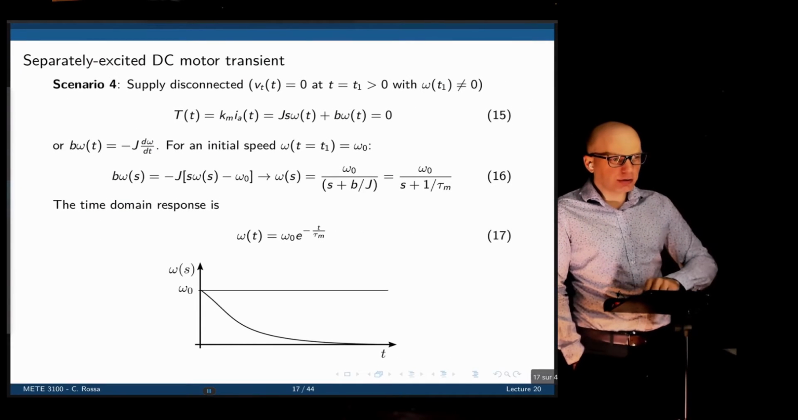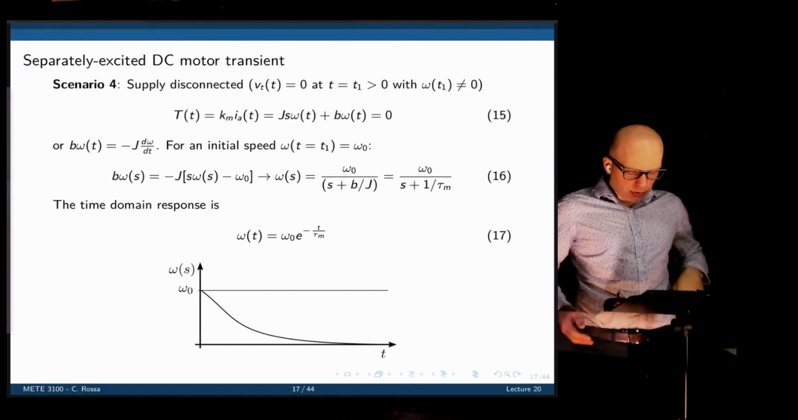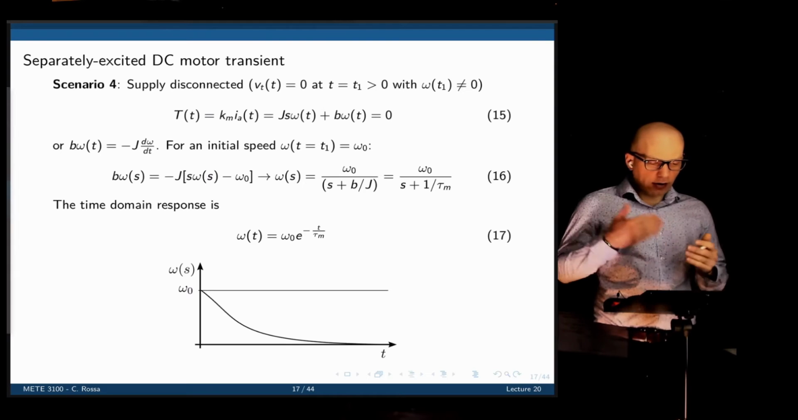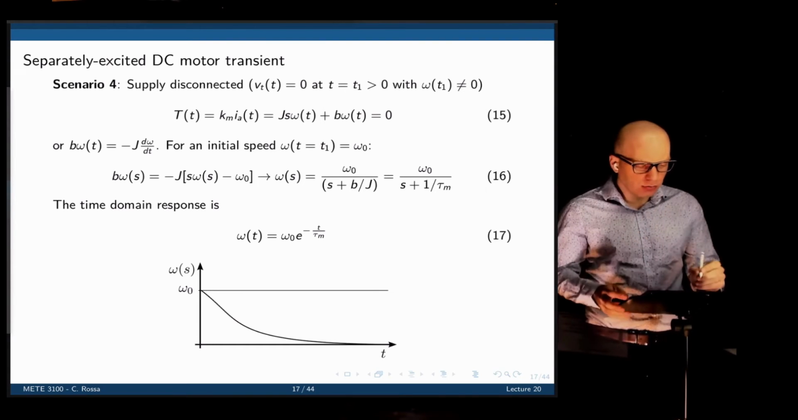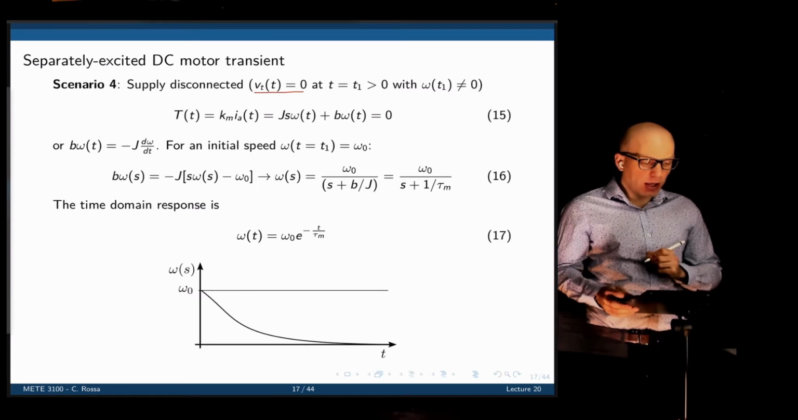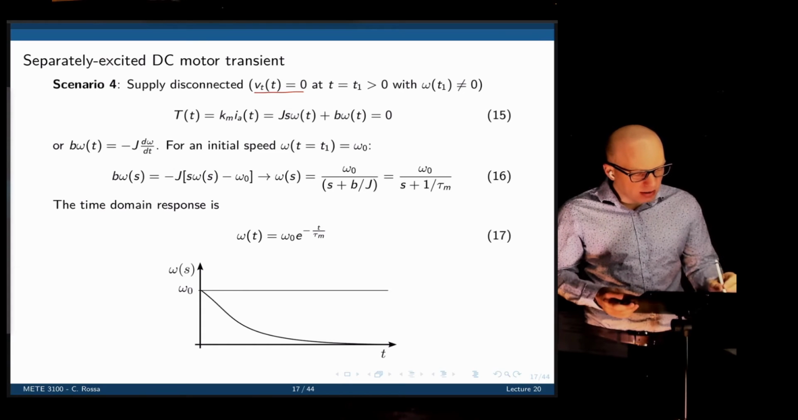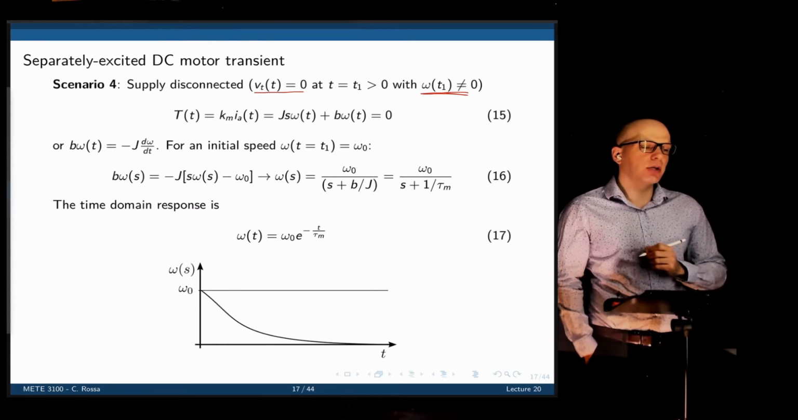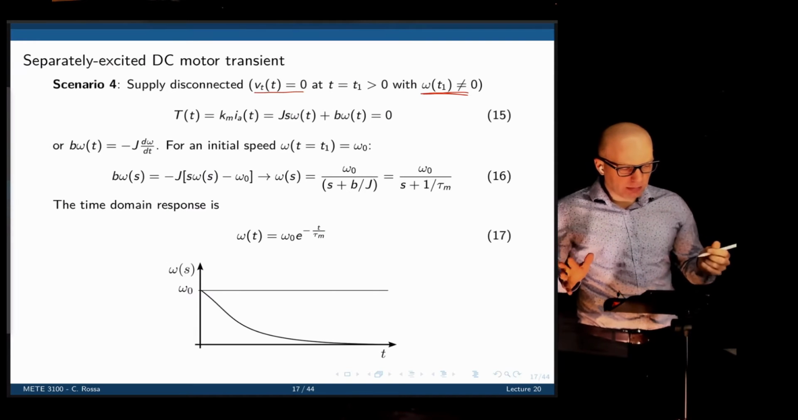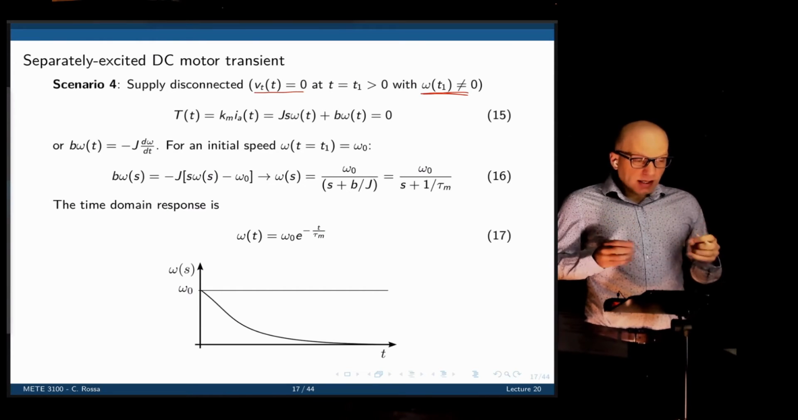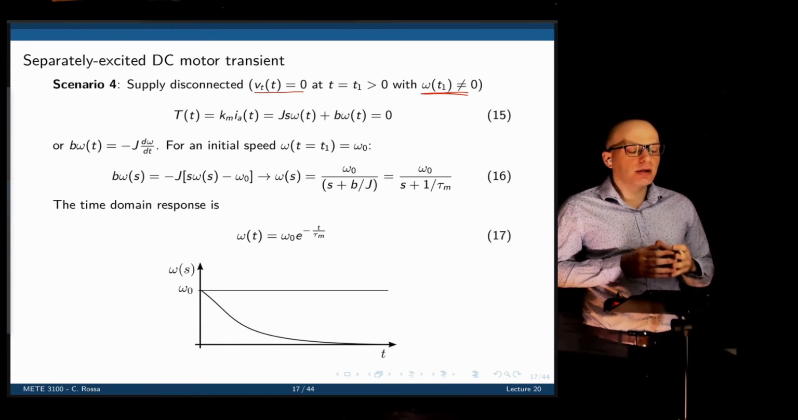And the fourth scenario is when you disconnect the power supply. So in this scenario, we assume that we have a voltage that will go from the input voltage that is established and is going to be set to 0. And when that is set to 0 at a time greater than 0 now, the speed is not 0. So the motor rotates, we turn off the power supply. What happens? If that's the case, then the torque immediately goes to 0. The applied torque by the motor immediately goes to zero.